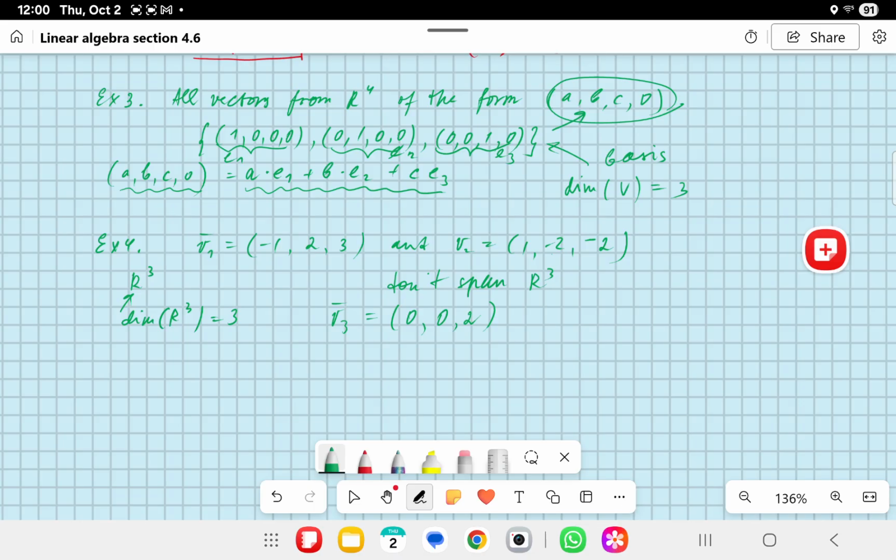Okay, I think that's all for the examples over here. We're going to learn better techniques of finding bases not in the next section, but the section after next.